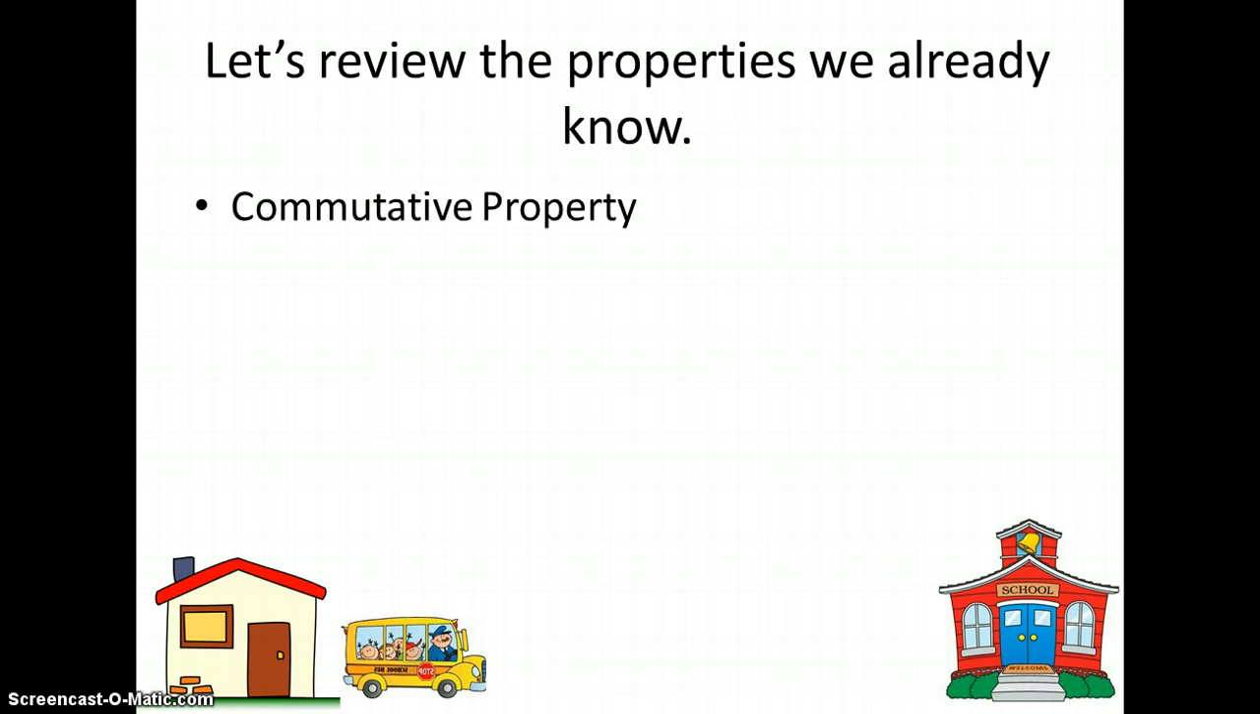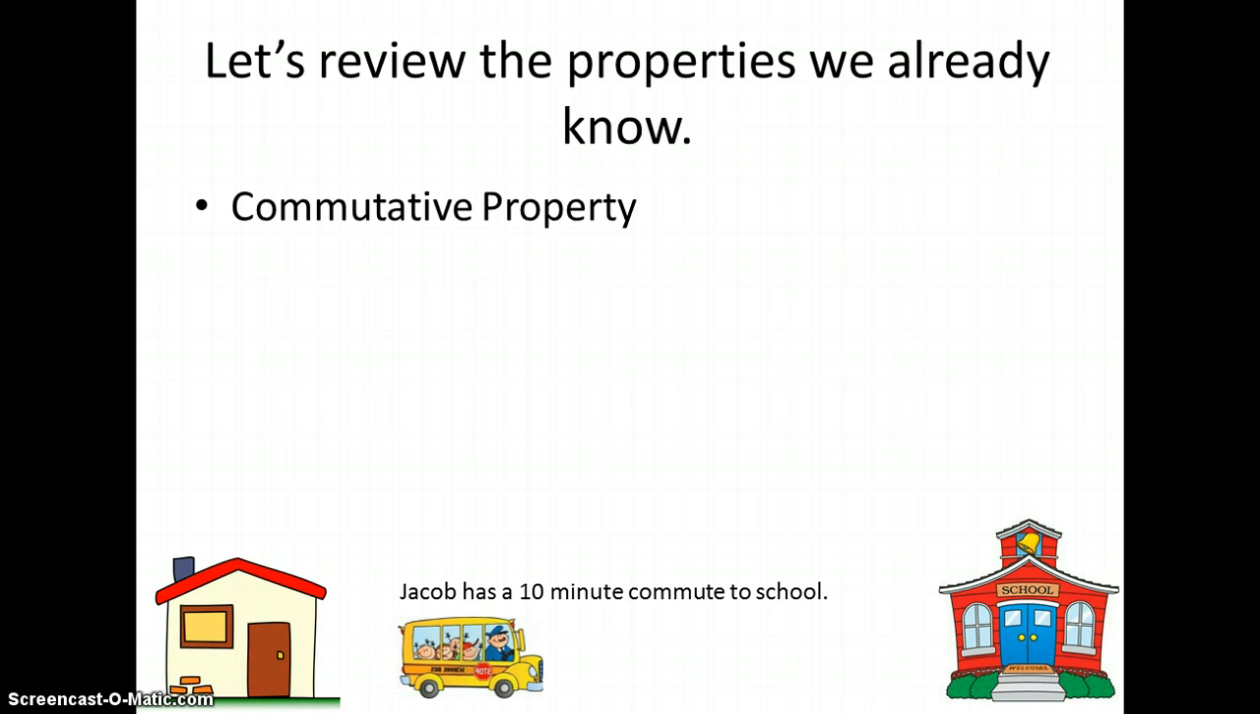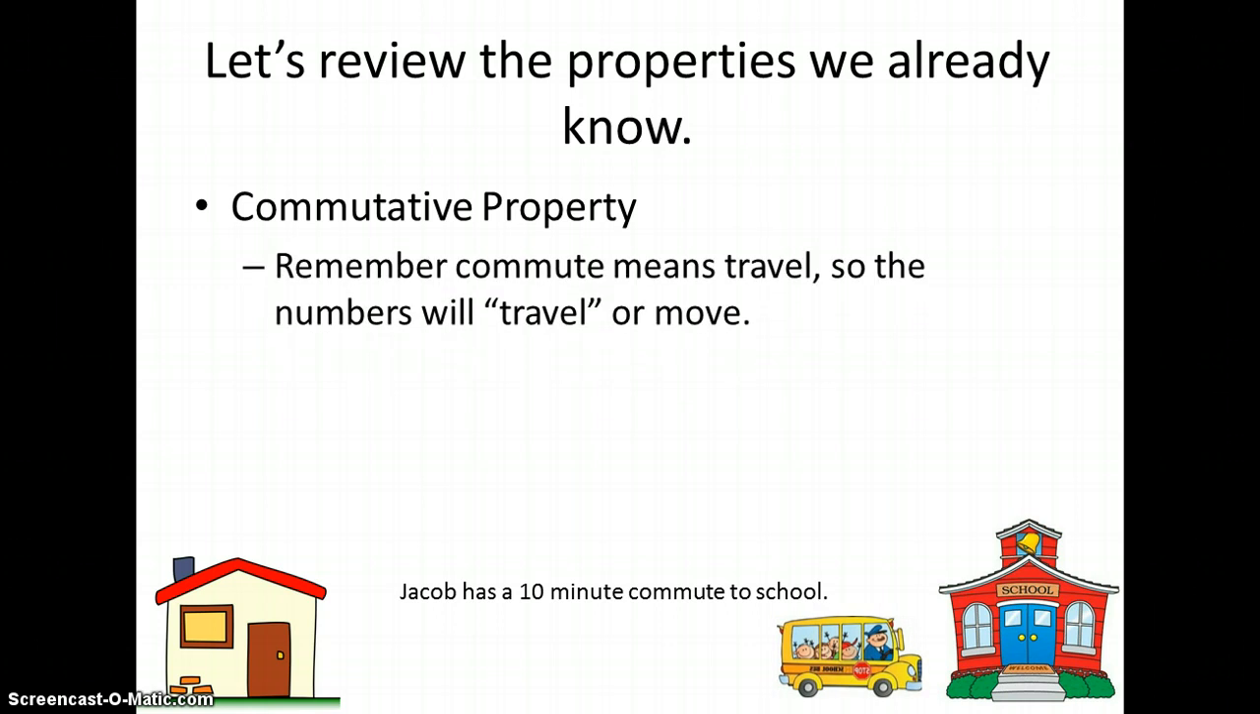The first property we talked about this year was the commutative property. And we can illustrate this by thinking of Jacob, who has a 10-minute commute to school. While Jacob is commuting to school, he is traveling or moving from his house to school, because the word commute means to travel. So in the commutative property, numbers will travel or move within the equation. The commutative property works with addition and multiplication, not subtraction or division.